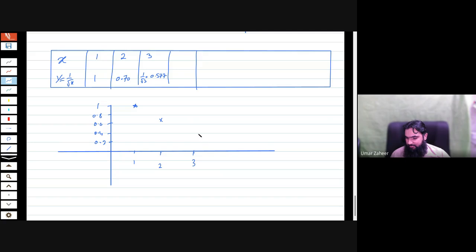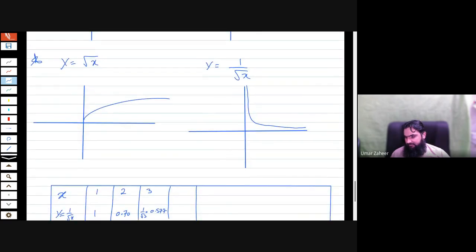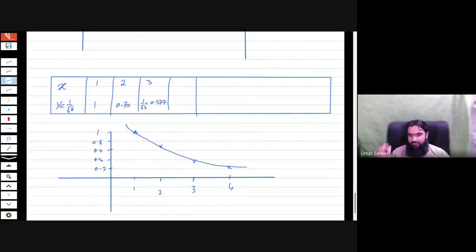At 3, it is 0.56, and obviously we will take 4. It is going to be around here. So the graph is going to look like this. That's why I have to make this graph. The same way, if you are moving upward, it is moving closer to the y-axis. So I have to make the graph here by using a rough sketch. Just a minute, everyone.